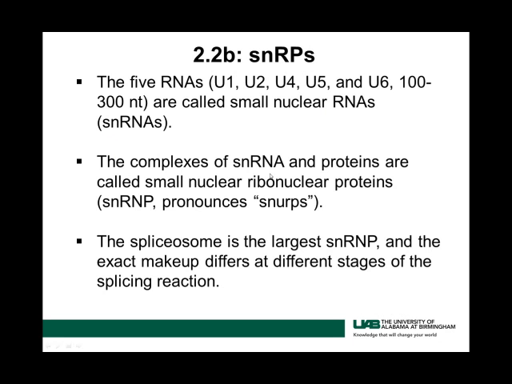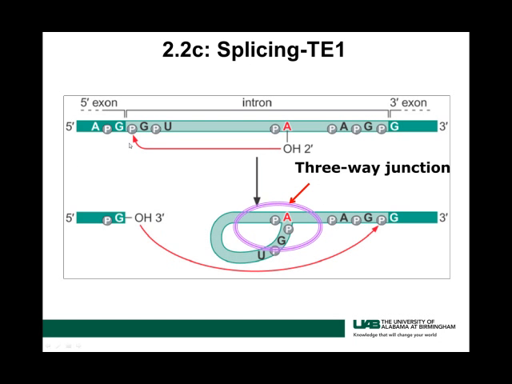And they complex with proteins that are small nuclear ribonuclear proteins. So this is the complexing of the RNAs and the ribonuclear proteins. You can call them snRNPs. It's small nuclear RNA and ribonuclear proteins. But for short, we just call those snRNPs. All right. And this is basically the way it works.